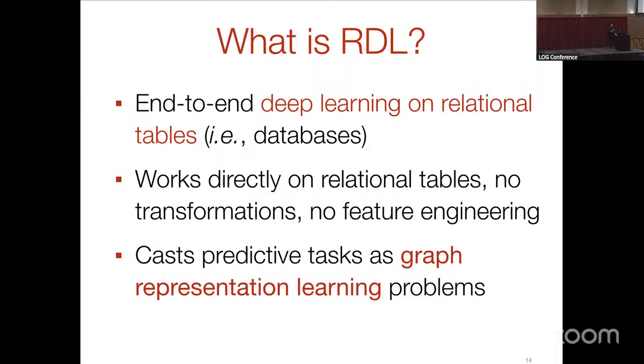Now, if I had to define what RDL is, there are these three bullets. It's end-to-end deep learning on relational tables. So these are databases. It works directly on relational tables, and there are no transformations and no feature engineering. And it casts the predictive tasks as graph representation learning problems.